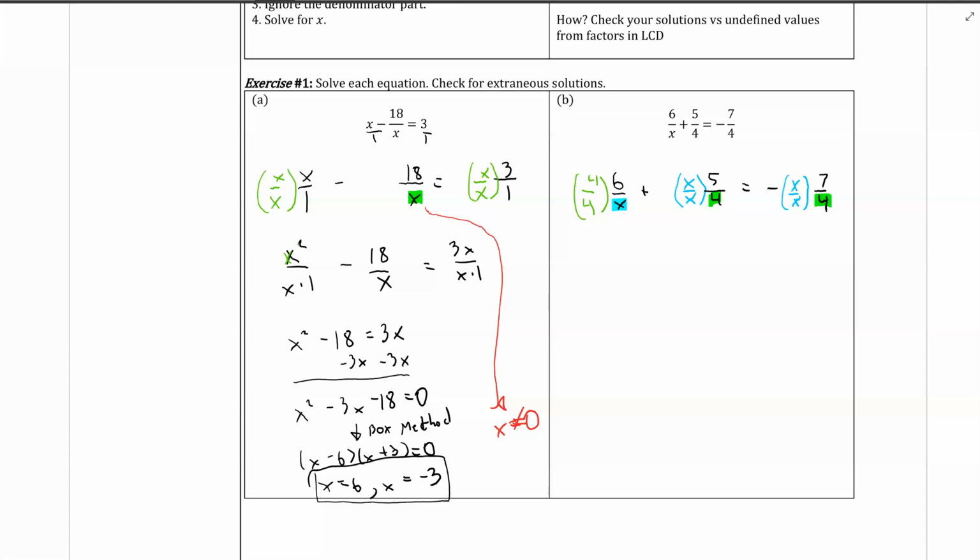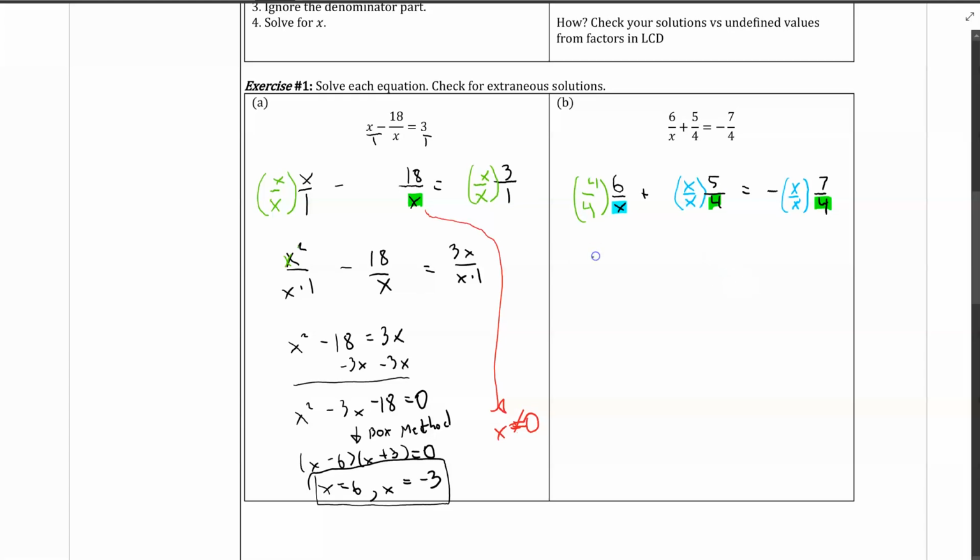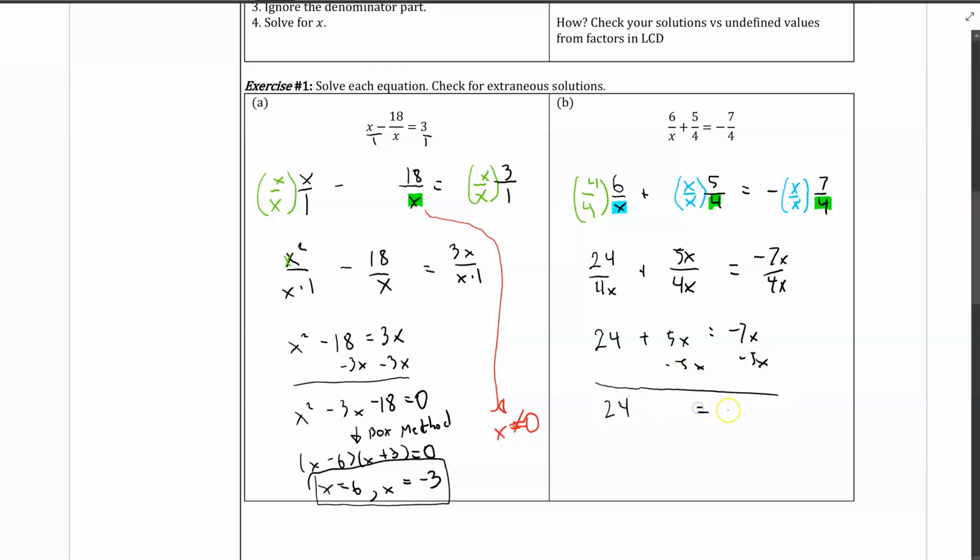Now, simplifying by multiplying, the first expression turns into 24 over 4x. The second fraction turns into 5x over 4x. And the third fraction turns into negative 7x over 4x. Now that all the denominators are the same, we can ignore them and just look at the numerator portions. So 24 plus 5x equals negative 7x. Subtracting 5x from both sides gives us 24 equals negative 12x. And then dividing both sides by negative 12 gives us negative 2 equals x.